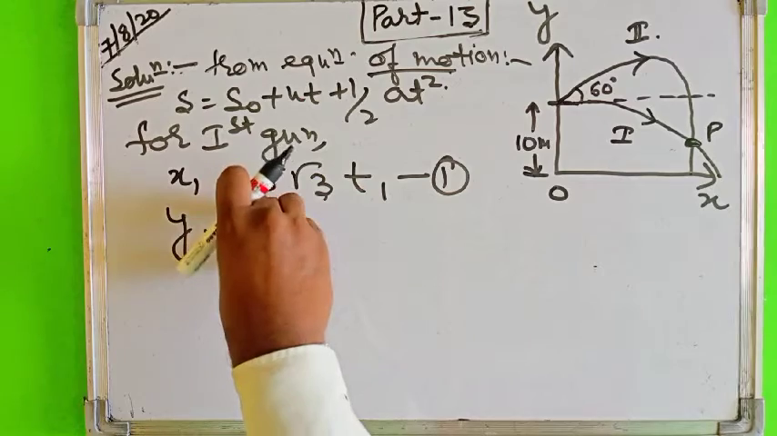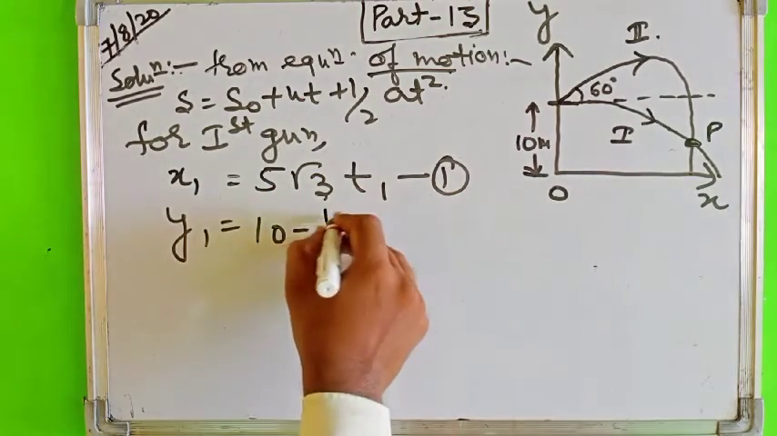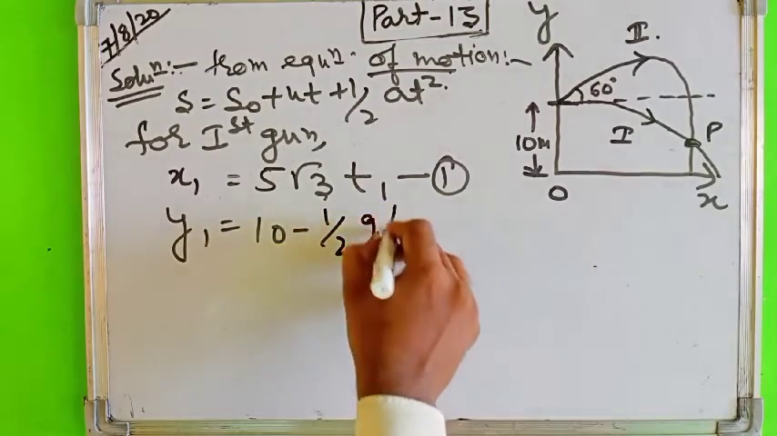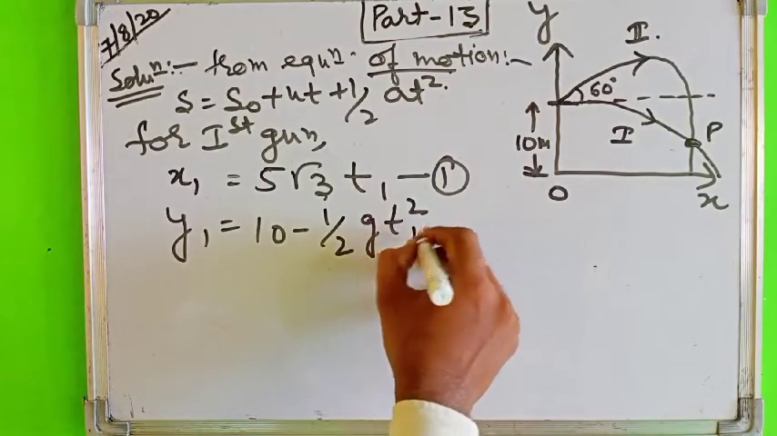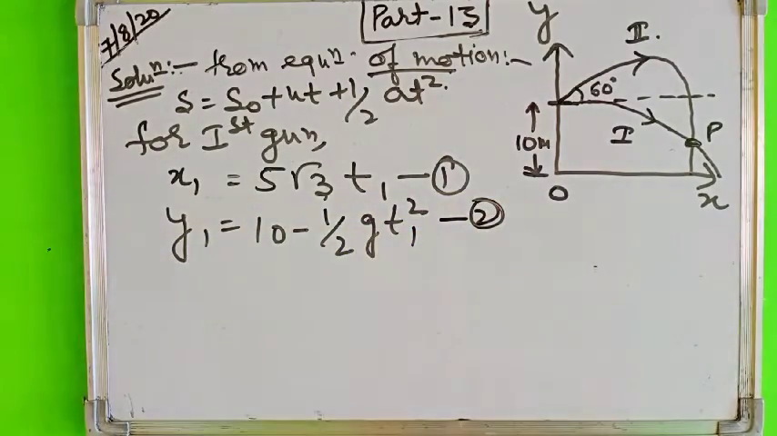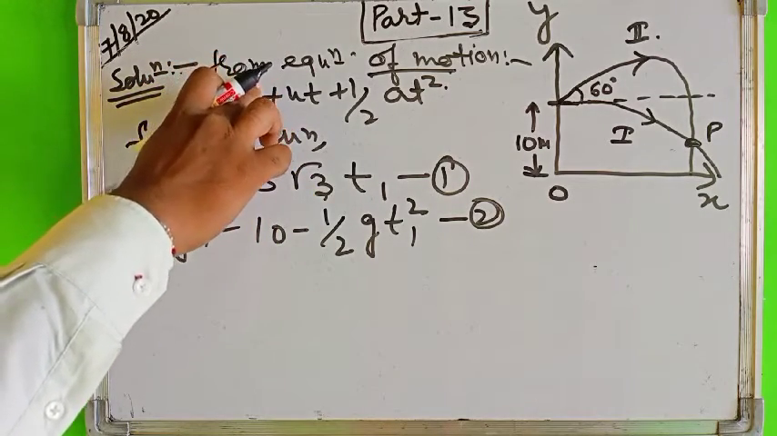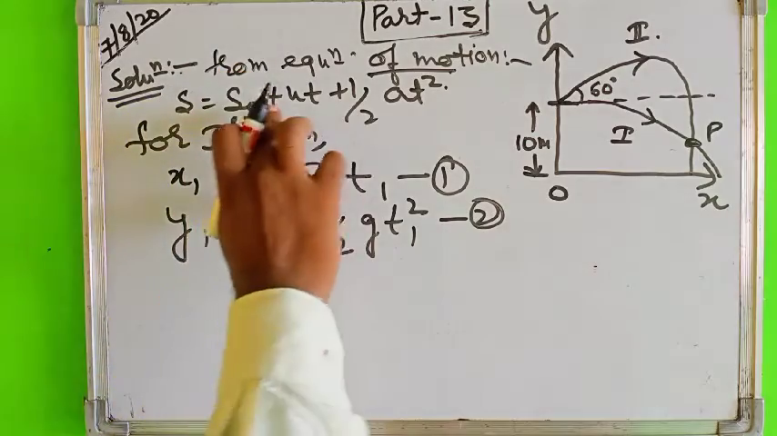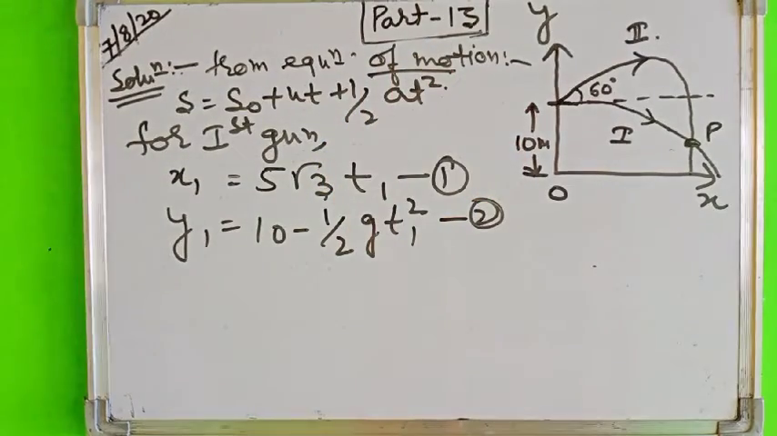The initial position is already given in the question. For the first gun, x1 is 5√3 t1, and the initial position in the vertical direction is 0. The initial velocity is 5√3 t1, and acceleration due to gravity is not considered in the horizontal direction.